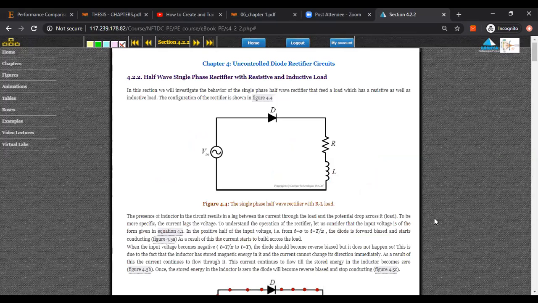Now what if the load gets changed? If anybody has any doubts till here, the key point is that the inductor stores energy in the form of a magnetic field. When the voltage is positive, the diode is conducting, forward biased. Even when the voltage becomes negative, less than zero, the diode should go reverse biased. But because of the energy stored in the inductor, the diode will not go into reverse bias mode. It will still conduct. The inductor makes sure the diode conducts until the stored energy in the inductor becomes zero.